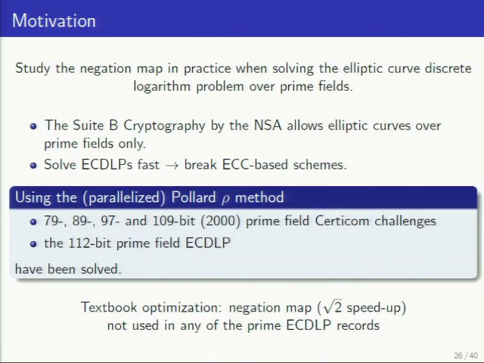Now look at all the previous prime field records over 79, 89, 97, and 109 bits, and the one I just described of about 112 bits. They were all solved, but there is this textbook optimization. It's in every crypto book: there is this negation map, and it will lead, no matter what curve you have, to a square root of 2 speedup, so 1.4 times. That's really nice. But actually, it has not been used in any of these records. So why did people not use this optimization? While trying to use this for our setting, we discovered a lot of side issues, and this paper is the result of that.